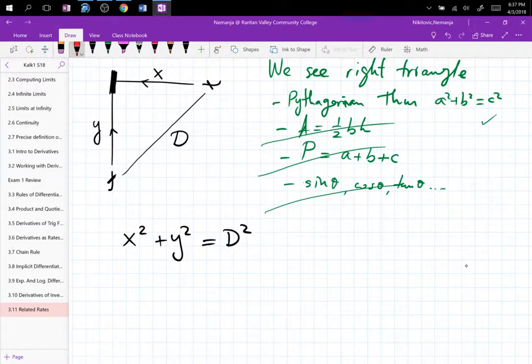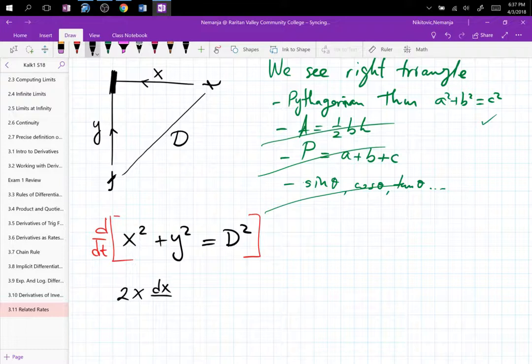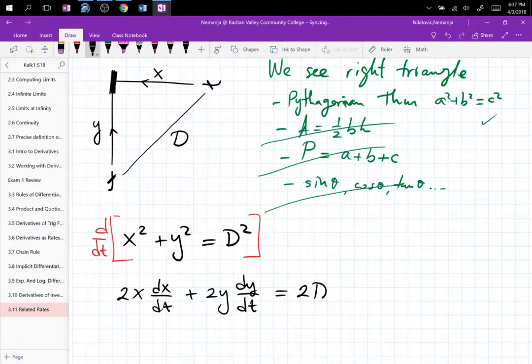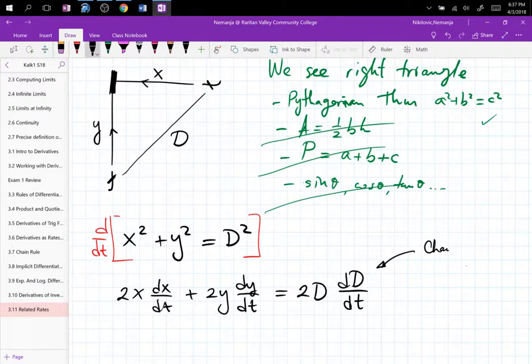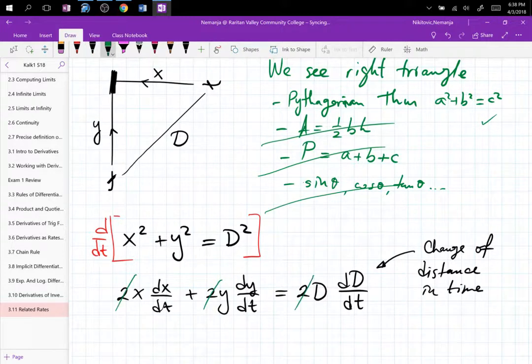That's the Pythagorean theorem, and then I am going to hit this with a time derivative to get related rates. The derivative of x squared in terms of time is 2x dx/dt plus 2y dy/dt is equal to 2D dD/dt. Now it's dD/dt that we are looking for, right? Because we are looking for the change of the distance in time. This is what we are after. That's what we're after. I hope you see that these 2's drop everywhere. If you divide both sides by 2, all of the 2's are gone.